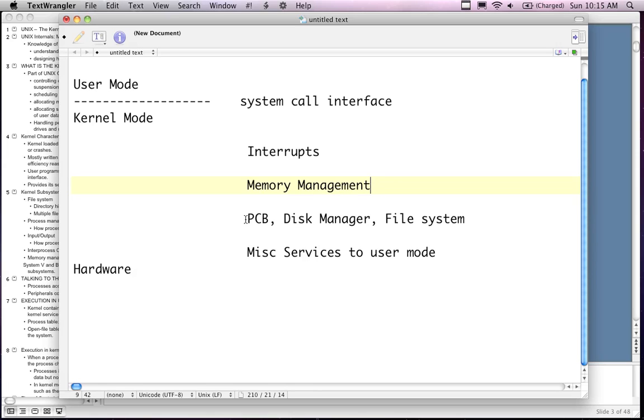This stands for PCB's, process control block, disk managers for hard drives and CD-ROM drives and stuff like that. The kernel loads on the support for the operating system's file system. So you can get Win32 or FAT32 or all the different types of file system support to support the information that's being read from the hard drive. Miscellaneous services to the user.